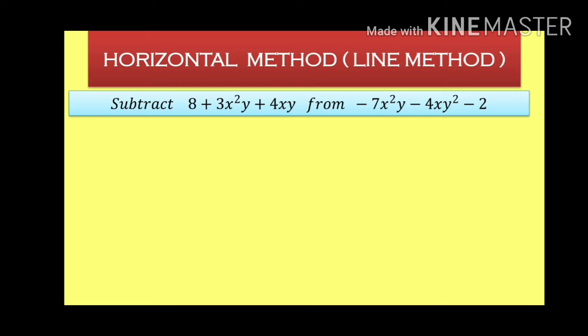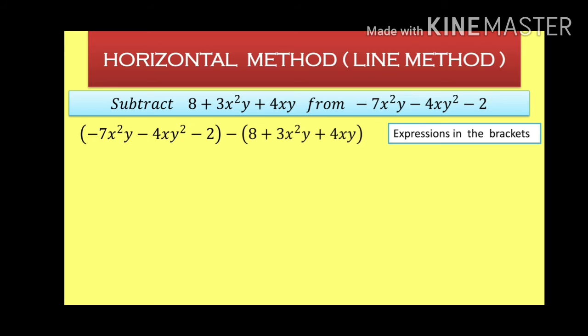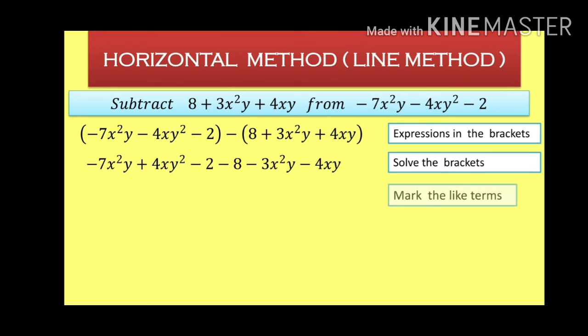So let's take another question. Subtract 8 plus 3x squared y plus 4xy from minus 7x squared y minus 4xy squared minus 2. Same thing in the brackets. Solve the brackets. Then mark the like terms. Just have to identify which are the like terms here.